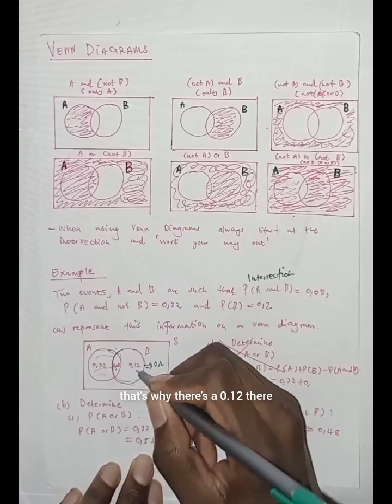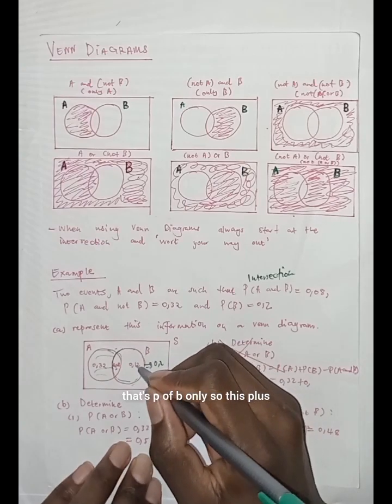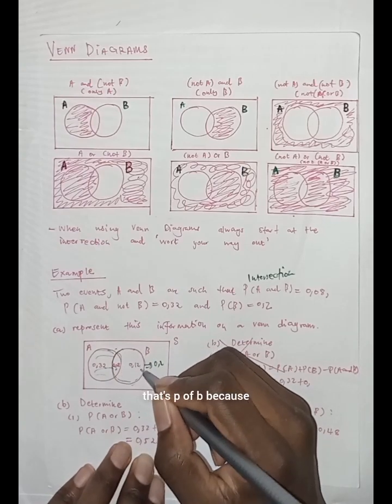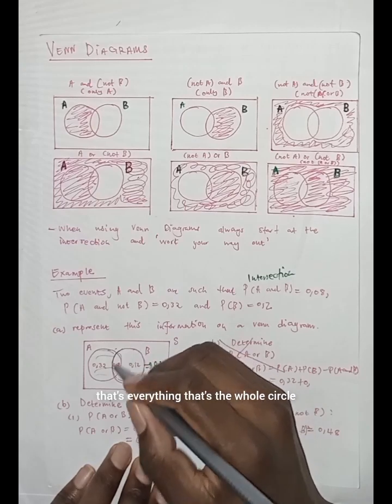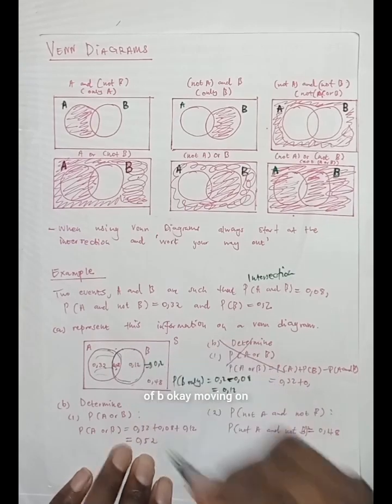That's why there's a 0.12 here. That's P of B only. So this plus that gives you 0.2. That's P of B, because that's everything, that's the whole circle of B. Okay, moving on.